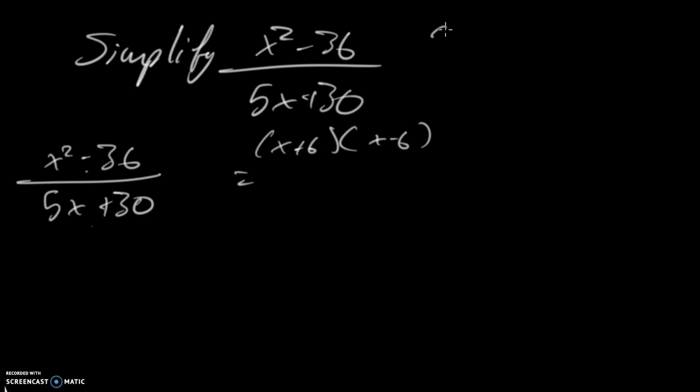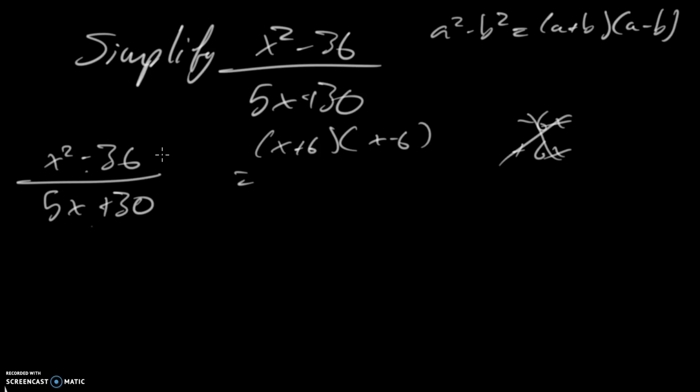We expand that because of the rule a squared minus b squared equals (a plus b)(a minus b). So in this case, this is our x squared minus 6 squared, and this is our a plus b and a minus b. X times x is x squared, and 6 times minus 6 is minus 36. But x times minus 6 is minus 6x, and 6 times x would give us plus 6x. So these just cancel out to give us x squared minus 36 over 5x plus 6.